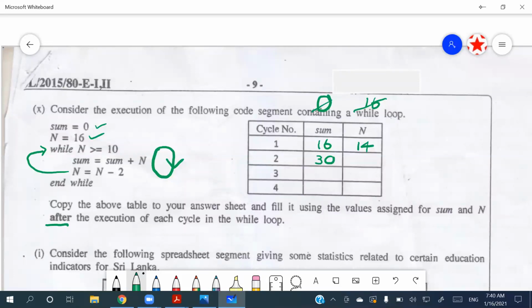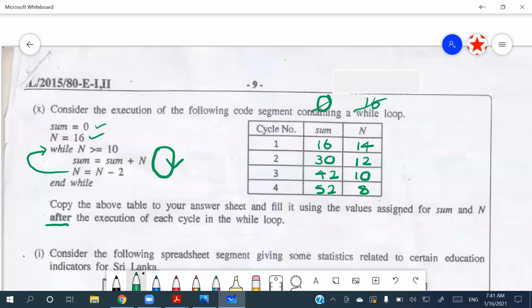Right, so it's 30 and will be reduced by 2, so it will become 12. Goes up again and checks. So n is larger than 10, so sum and n will be added, 42, and 12 will become 10 since it is reducing. So n is now not larger than 10, but it is still equal. So still we can do the iteration. So sum will be 52 by adding 10, the n, and n will be reduced to 8.